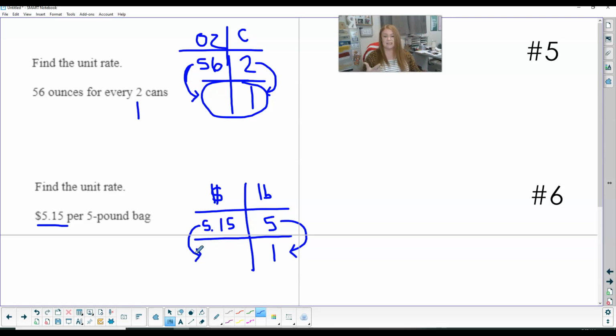Okay, so I'm asking myself that unit. How do I get from 5 to 1? 1 per 1 pound in a bag. And whatever I do to one side, I do to the other is the rule we want to follow.